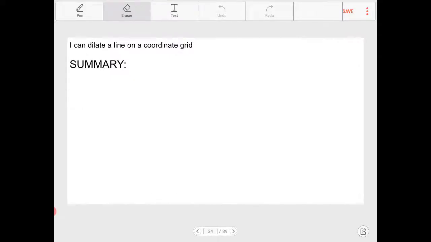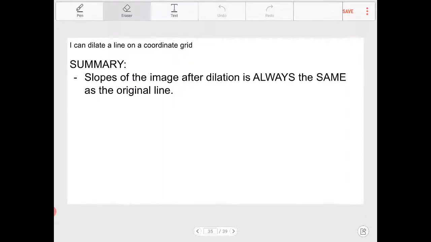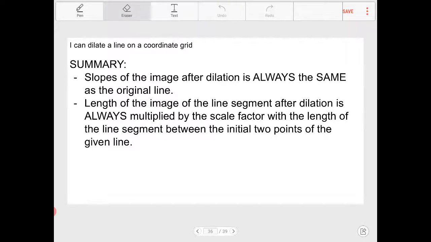All right, so in summary, the slope of the image after a dilation is always going to be the same as the original line. The length of the image of the line segment after the dilation is always a multiple by the scale factor of the length of the line segment between the initial 2 points of the given line.